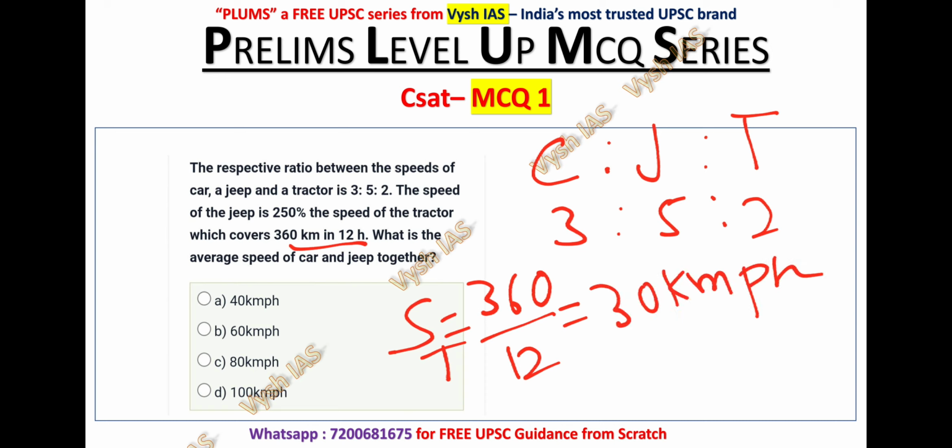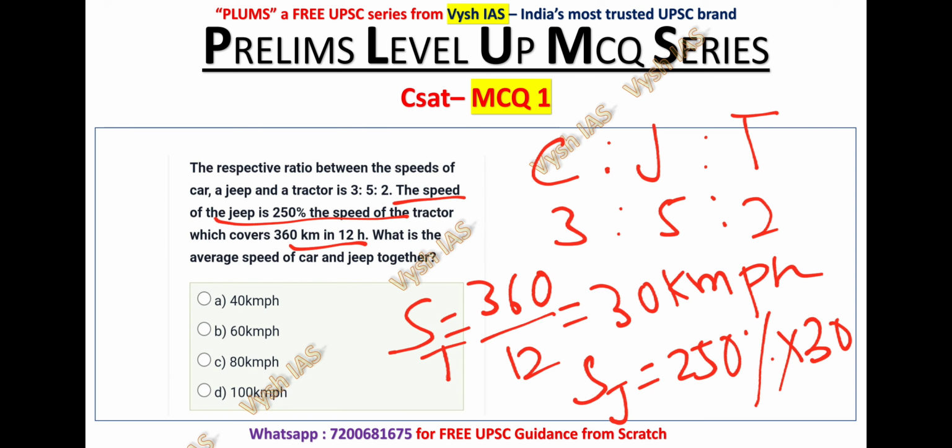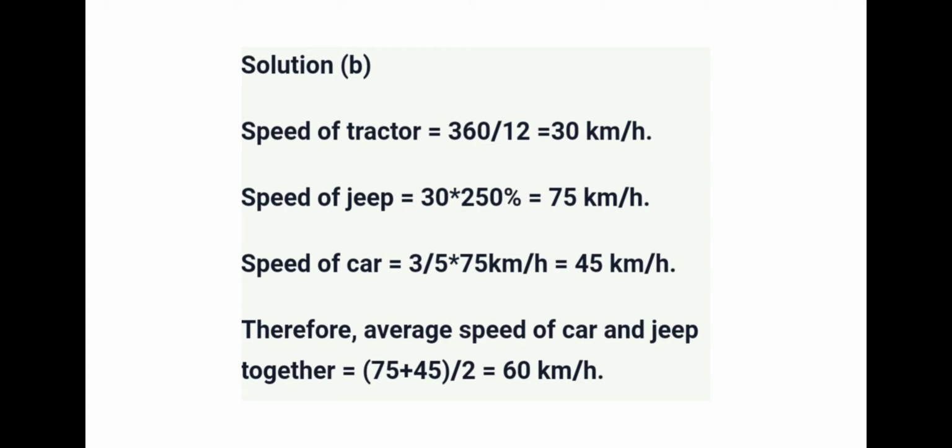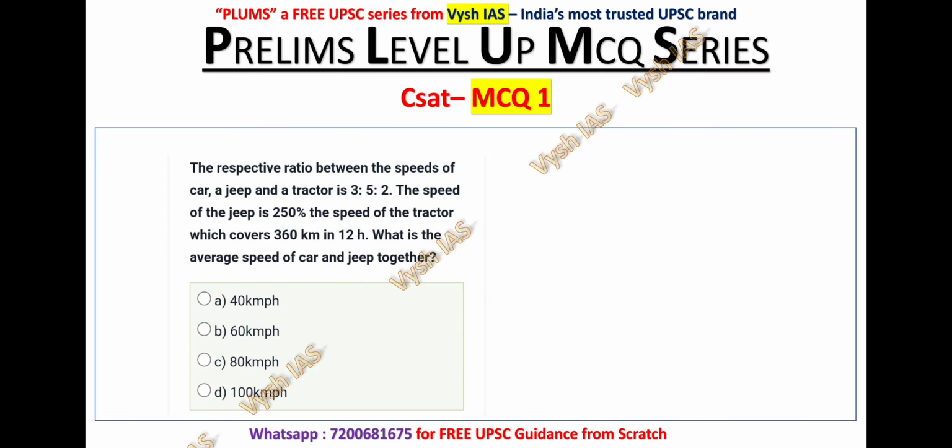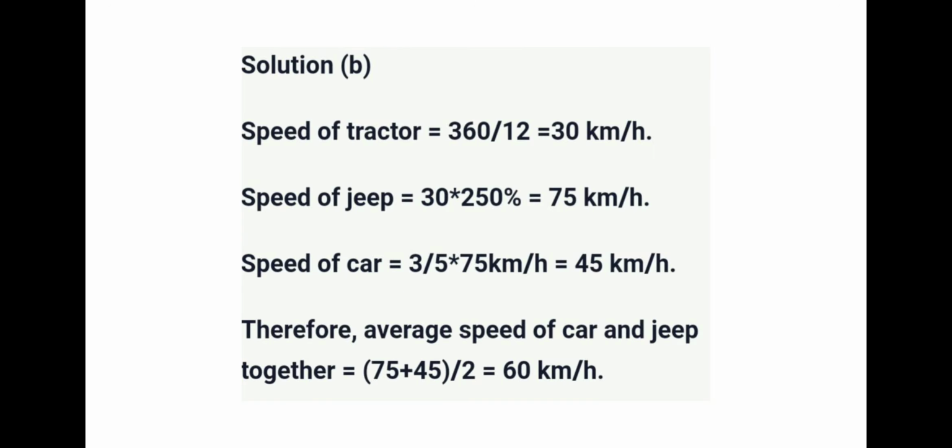And the speed of the jeep according to the question is 250% of the speed of the tractor, that is 30. After finding this, you will get the speed of the jeep. So the speed of the tractor is 30 km per hour. So 30 into 250% is nothing but 75 km per hour. That is the speed of the jeep. And the ratio that they have given is 3:5:2.